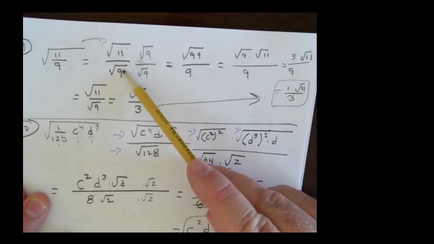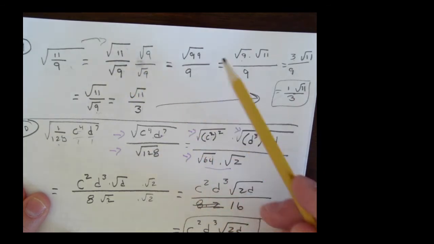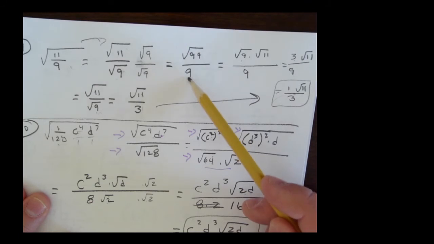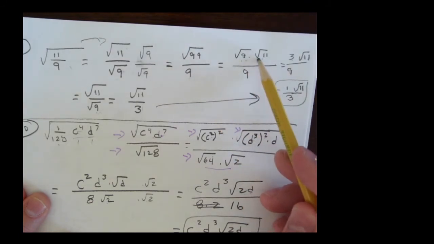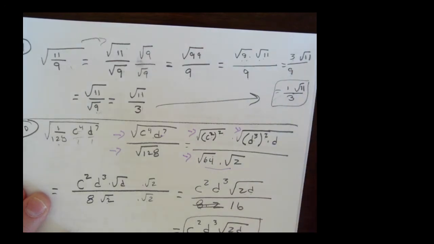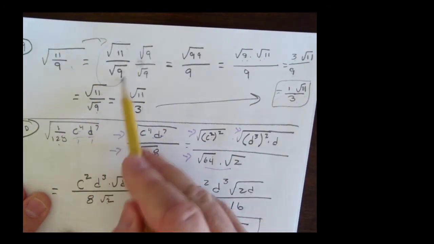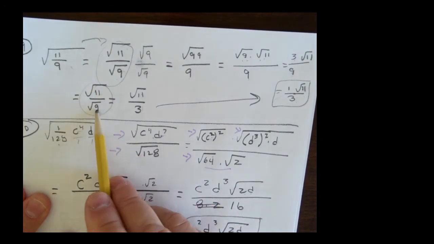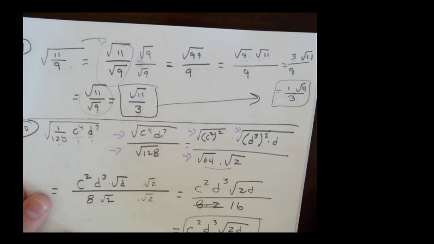No roots in the denominator. So we multiply by square root of 9 over square root of 9. Get square root of 99 over 9. Square root of 9 times 11, 3 root 11 over 9. We could have done all that to get this. Or you can just say, okay, we have this. Well, what is the square root of 9? 3. And that's our answer too.